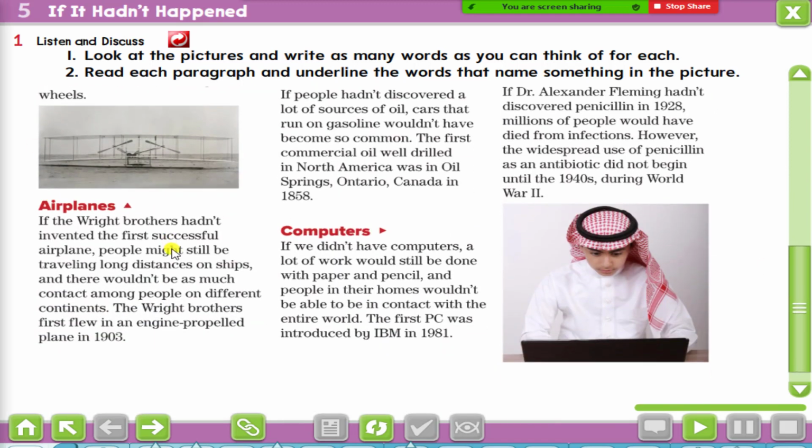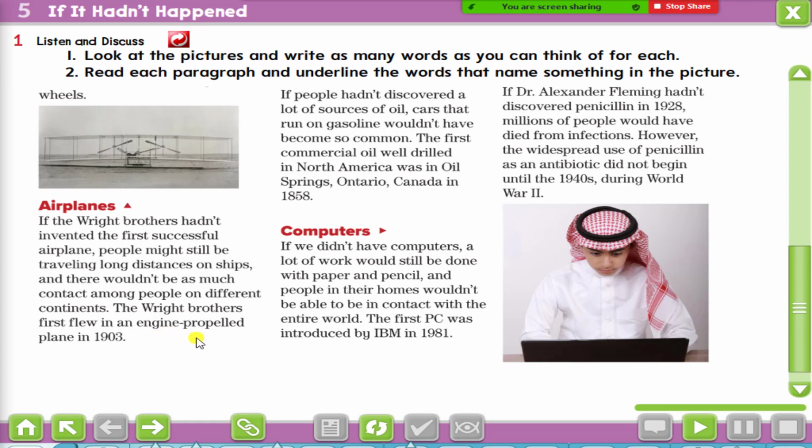Yes, Ayman? If the Wright brothers hadn't invented the first successful airplane, people might still be traveling a long distance on ships, and there wouldn't be as much contact among people on different continents. The Wright brothers first flew in an engine-propelled plane in 1903.